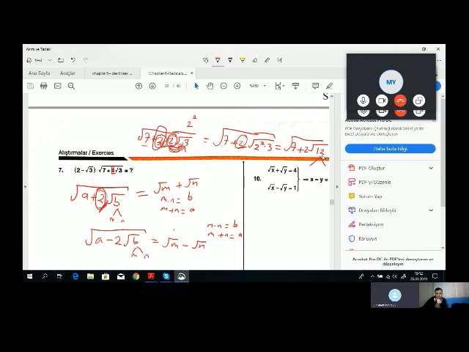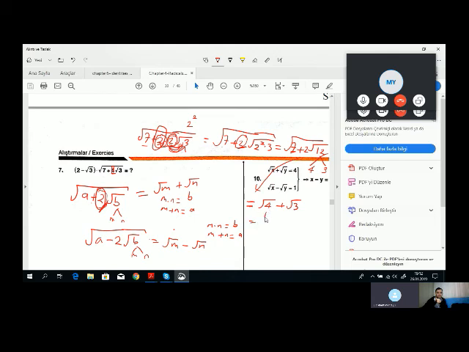Okay. Now can you find two numbers such that multiplication of these two numbers is equal to 12 and sum of these two numbers is equal to 7? Multiplication is 12, sum is 7: 4 and 3. Multiplication of 4 and 3 is equal to 12. Sum of 4 and 3 is equal to 7. So this expression is equal to square root 4 plus square root 3.